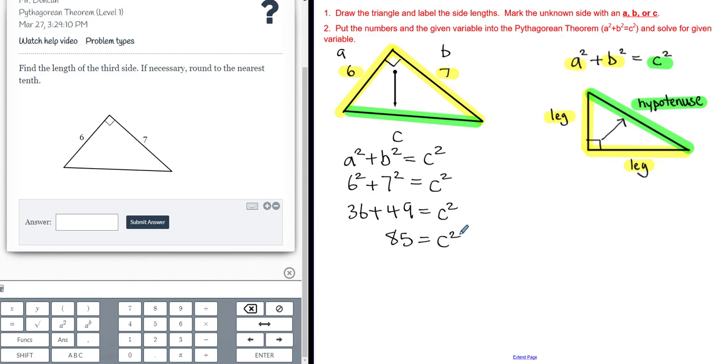And then to get rid of a square, the inverse that will undo it would be to square root both sides. Again, I want to remind you that you can have a positive and negative root, but since we're dealing with measurement, all I really want is the positive value. So at this point, my C is going to be equal to root 85. All right, so we're going to punch in square root 85. And that's going to give me 9.21.